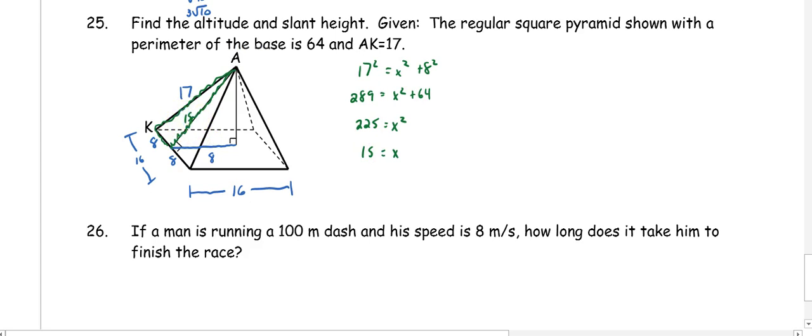Now that I know the slant height is 15, I can use the slant height 15 and the part of the side being 8 to find the actual height, or the altitude, which is also the height. So we'd have 15 squared equals 8 squared plus y squared. So we get 225 equals 64 plus y squared. I can subtract 64 from both sides. We get y is the square root of 161, and that doesn't simplify any further.